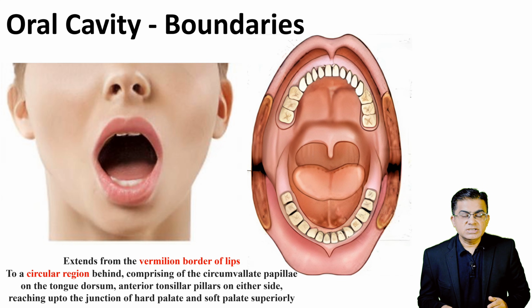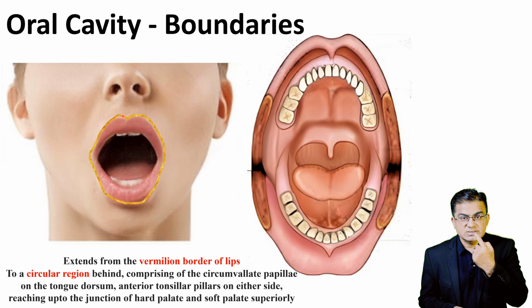Are there any boundaries of the oral cavity? Yes. Listen, the anterior boundary of the oral cavity is very clear and evident. It starts from the vermilion border of the lips, which is actually the junction of skin and mucosal surface of the lips. The entire oral cavity and its subsites are behind this boundary.